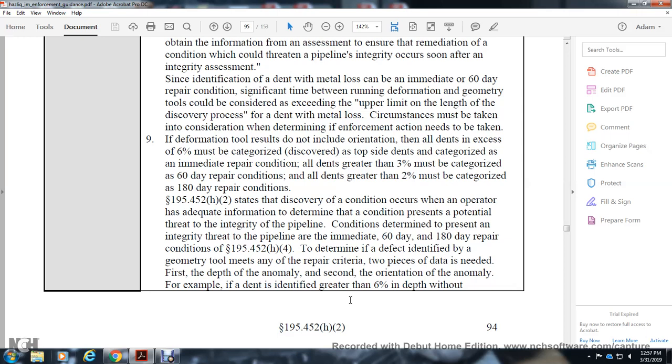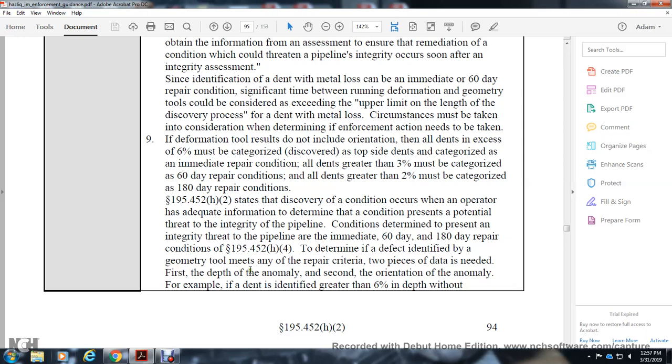If the operator discovers a condition with adequate information of the condition, and so the potential threat to the integrity of the pipeline, it can determine the presence of the integrity threat to the pipeline: immediately, 60 days, or 180-day repair condition. 195.452(h)(4). Determine the defect immediately, and the geometry tool meeting the repair criteria of the tool.